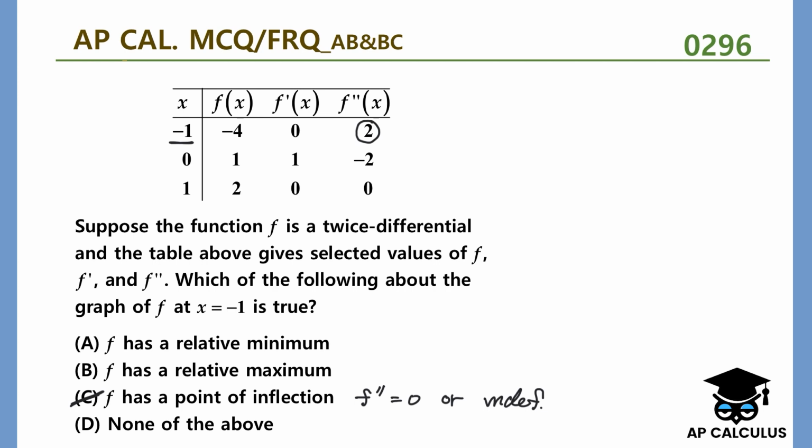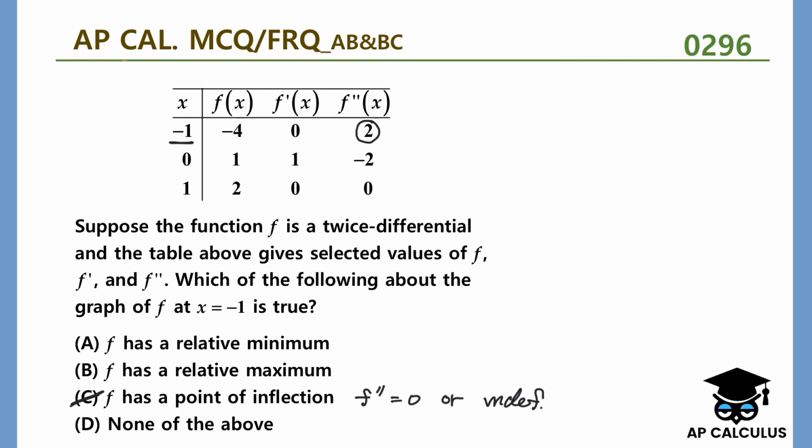Now let's look at answer choices A and B. Does f have a relative minimum or maximum at x equal -1? Here, at x equal -1, f prime is equal to 0. Slope is equal to 0, right? f double prime is positive. Then f is concave up, right?